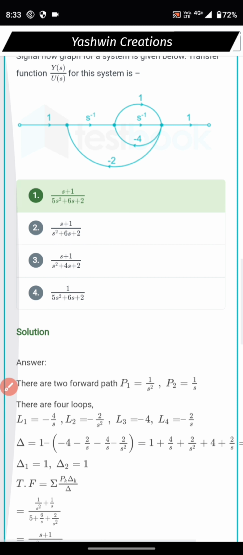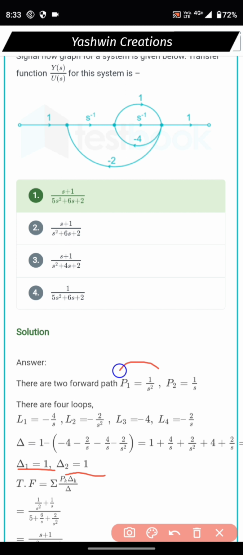Next, delta 1 is equal to 1. How have they taken delta 1 equal to 1 and delta 2 equal to 1? Observe the P1 path. The P1 path is touching all the loops. You can observe this path is connected to all the loops. And what about P2? P2 also is connected to all the loops. So we can write delta 1 is equal to 1 and delta 2 is equal to 1.